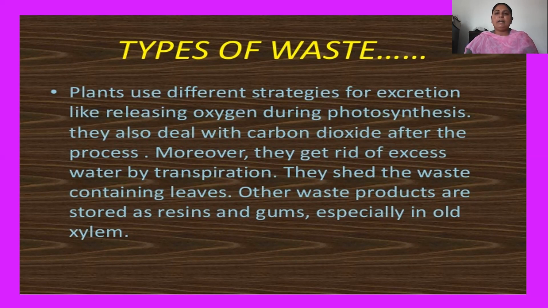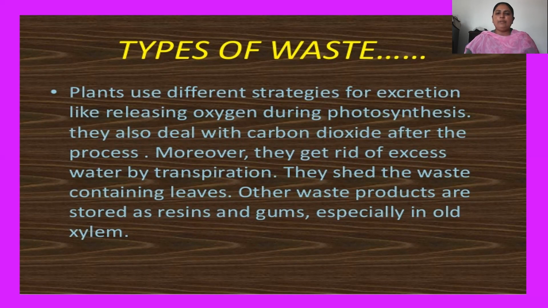And sometimes the excess water that is present in the leaves is excreted out from the plant by the process of transpiration, which is actually the removal of the excess water from the aerial parts of the plant. And sometimes the plants shed their leaves, and along with those shedding leaves, the waste products go out.